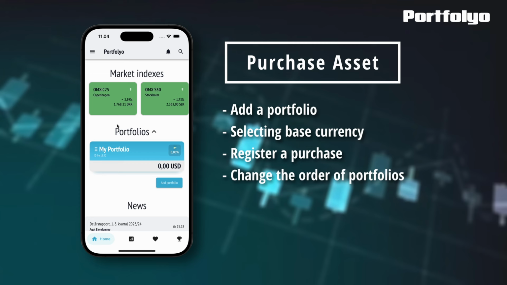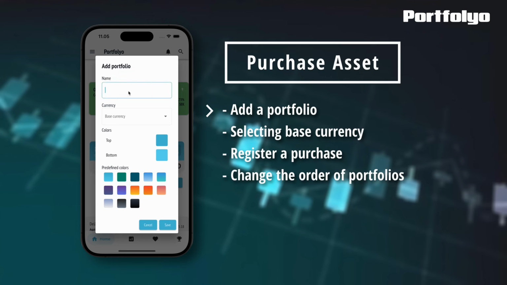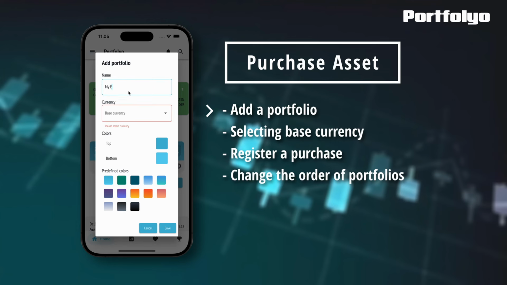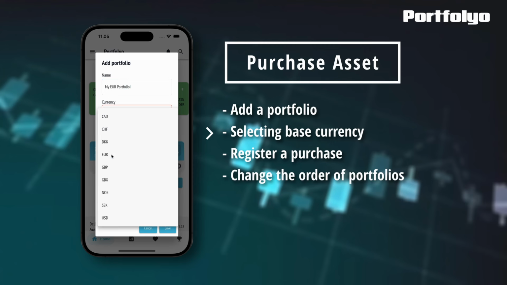I will now demonstrate how to build a portfolio by registering stock purchases. There are two ways to do it. I'll start with the most common method. Before I begin, I'll add a portfolio. This is done by clicking on Add Portfolio. Here, the portfolio is given a name, and the base currency is chosen, in this case, Euro.